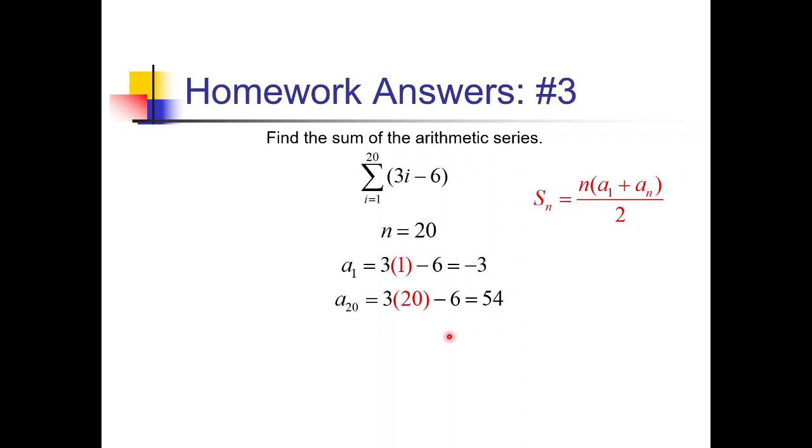So putting it all together, I've got a bunch of stuff over 2. I've got specifically 20 times, let's see, and here we've got negative 3 plus 54 all over 2. I could probably do this without a calculator just because I'm kind of lucking out here with the 2 and the 20. 20 divided by 2 is just 10, and negative 3 plus 54 is 51. So this is just 10 times 51, which is 510. But you could use a calculator to check it.